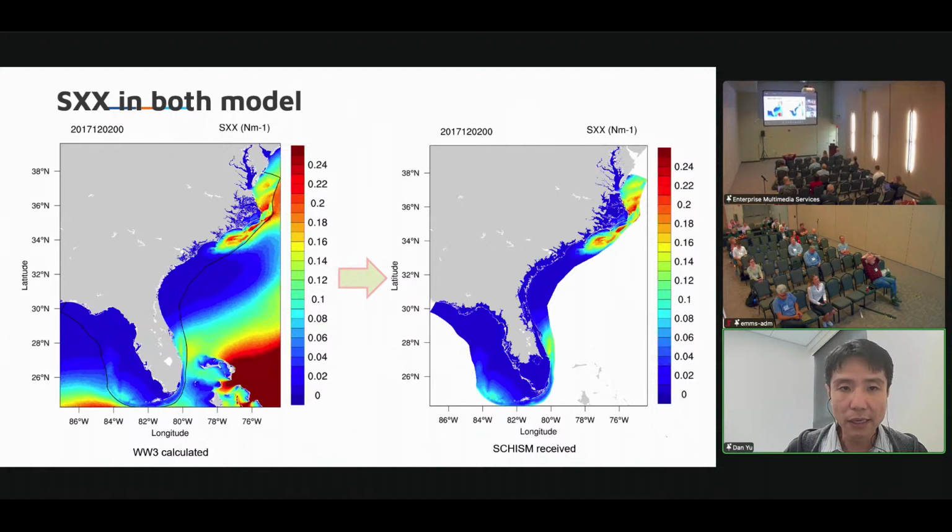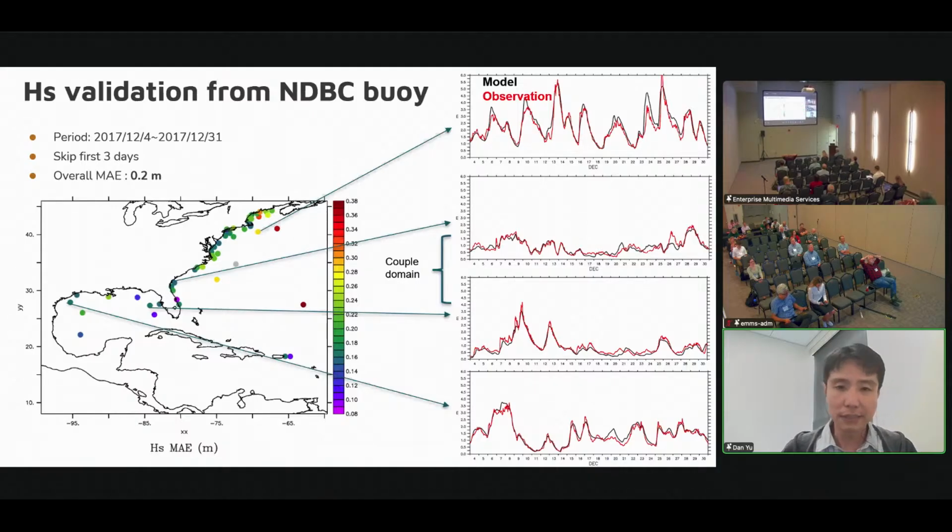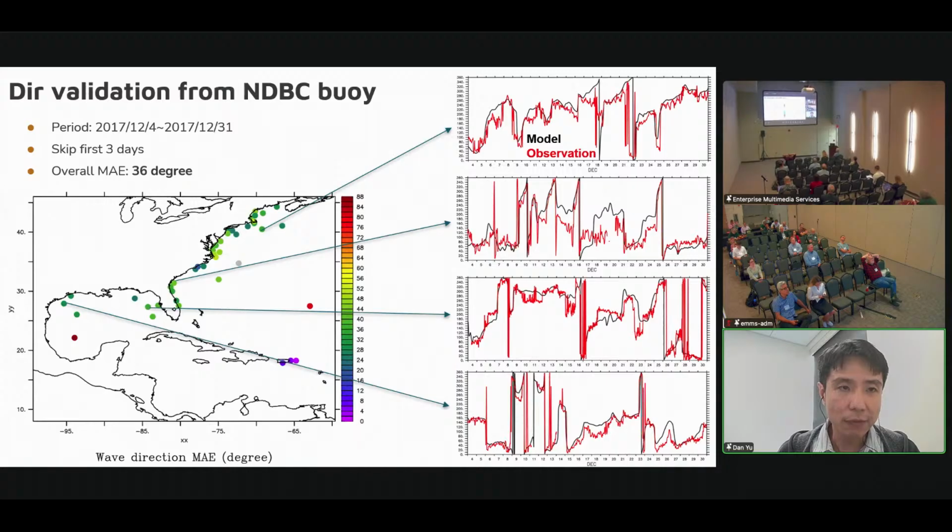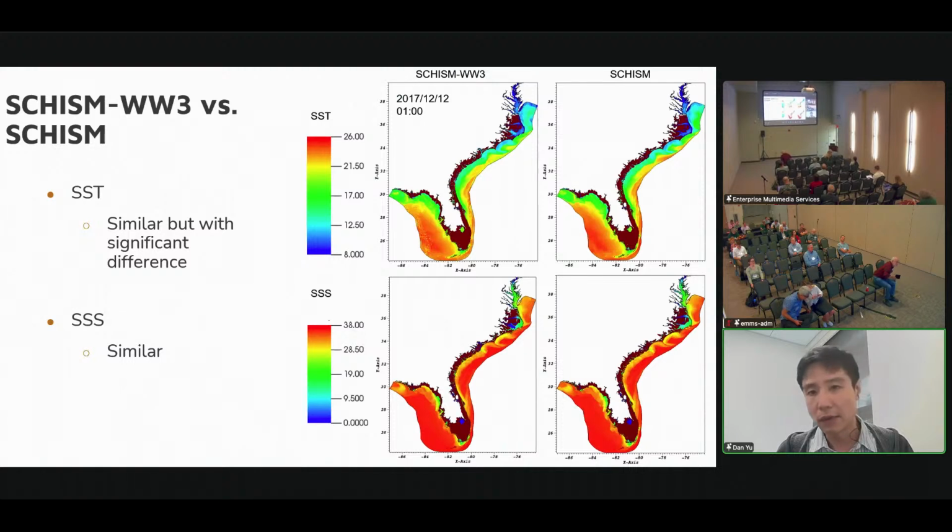And we also check carefully the exchange variables. This is some significant wave height validation. As you can see, it's quite reasonable. And this is wave period. And this is for the wave direction. So all of the skill scores are reasonable. And we can also see the coupling effect here, and we compare with the standard SCHISM.